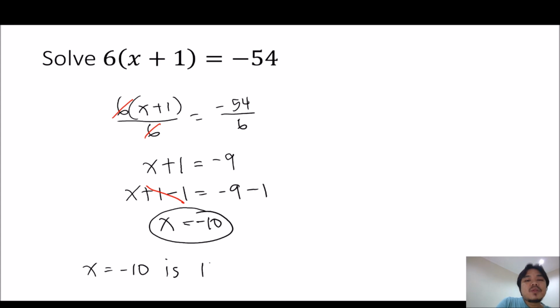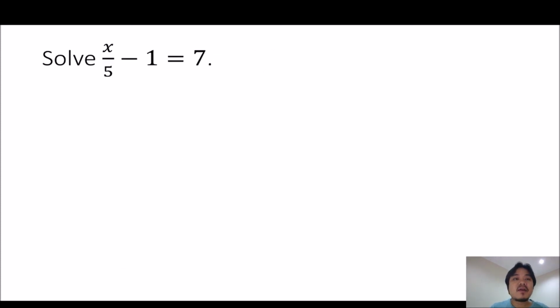So for you to determine if it is a solution, you just need to make sure that the unknown is already isolated. Okay? Let's proceed now to our fourth example. So here we have x over 5 minus 1 equals to 7. Take note that the minus 1 is separated to x over 5. So x over 5 is another term and minus 1 is another term.